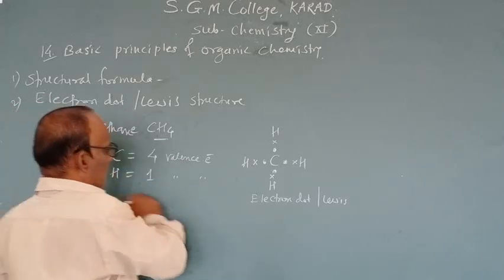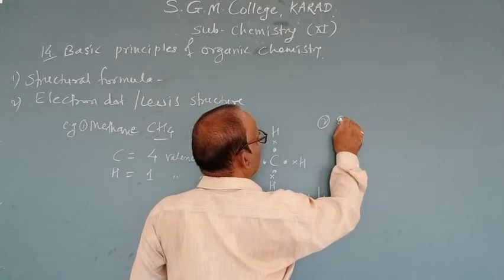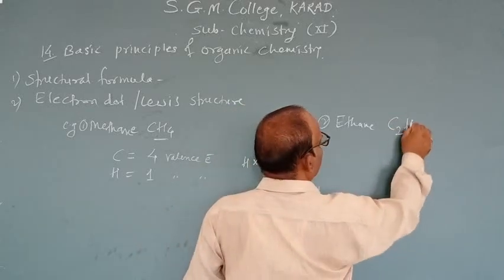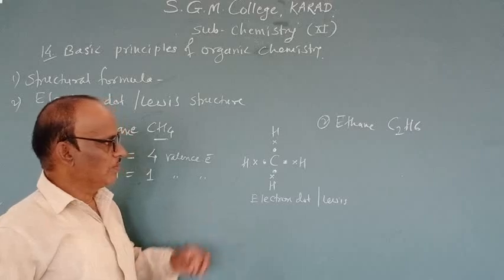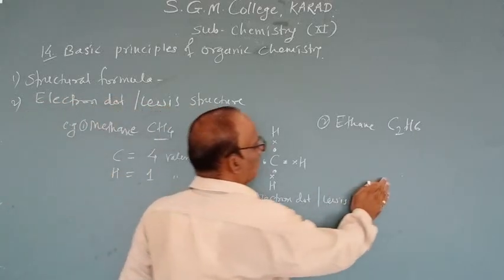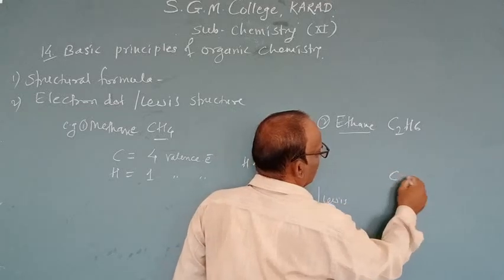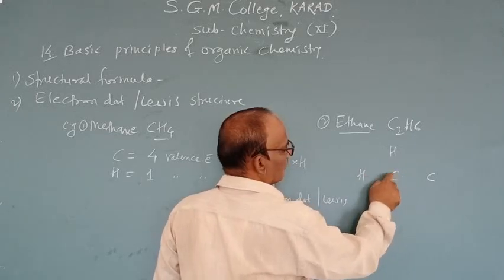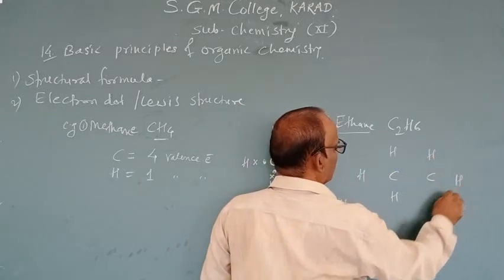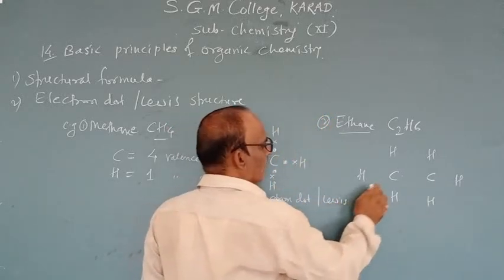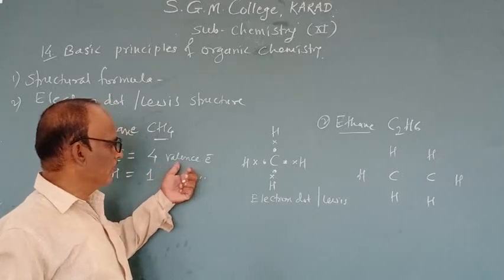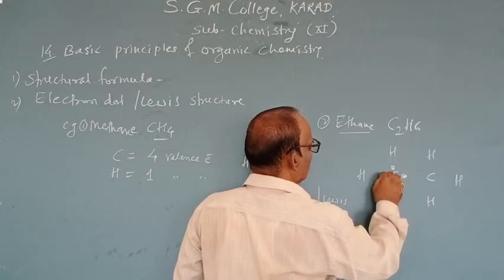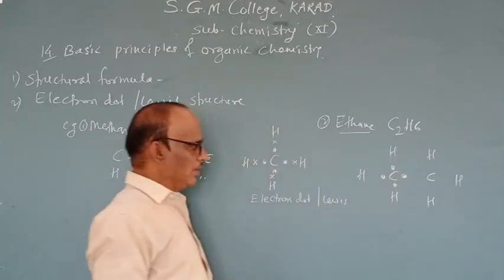If we take the second example of an alkane, that is ethane. In ethane, the molecular formula is C2H6. C2H6 means 2 carbon atoms and 6 hydrogen atoms are present in 1 molecule of ethane. So you write first 2 carbon atoms, then write 3 hydrogens around the first carbon and the remaining 3 hydrogen atoms on the second carbon atom. The first carbon atom also has 4 valence electrons, so you represent these electrons by dots.